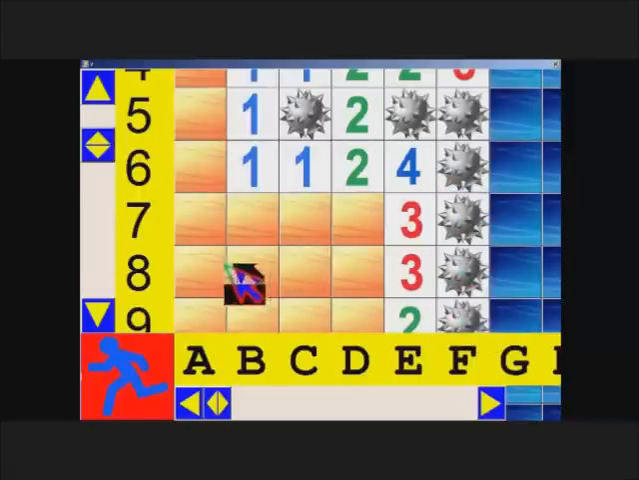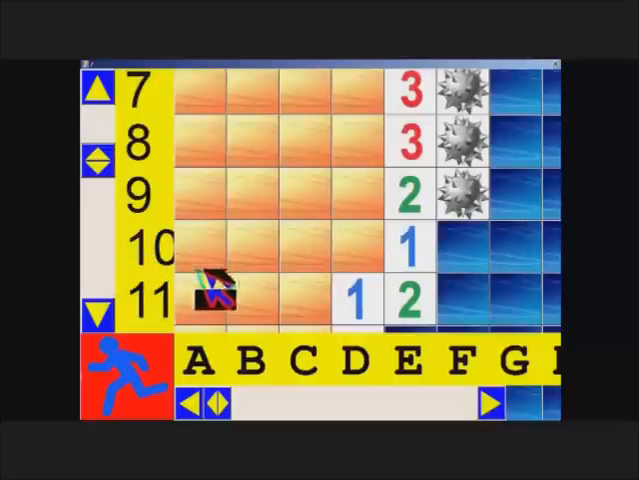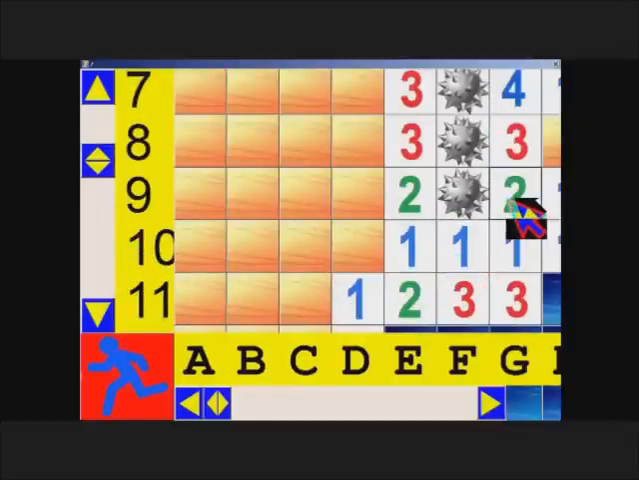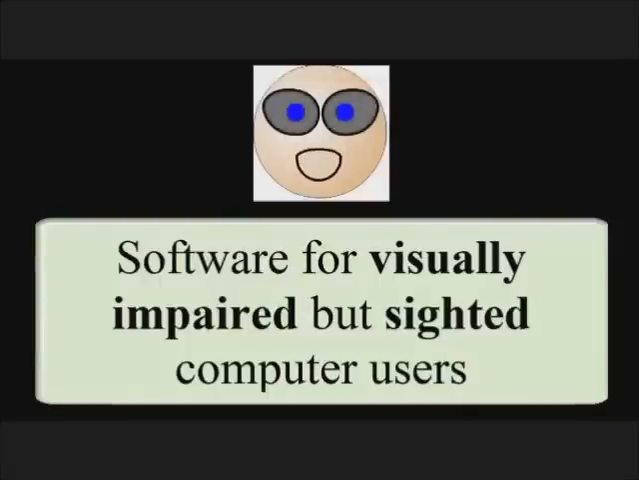Our global goal is improvement in the quality of life of visually impaired people. So, don't let your own good vision stop you from being one of our supporters.